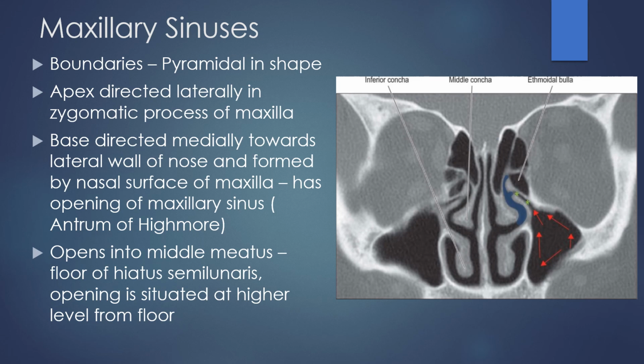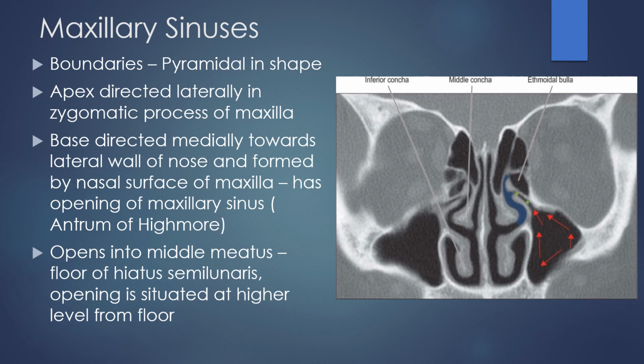The boundaries: the apex of the pyramid is directed laterally towards the zygomatic process of the maxilla. The base is directed medially towards the lateral wall of the nose. This base shows the opening of the maxillary sinus, which is called the antrum of Highmore. The maxillary sinus opens in the middle meatus in the floor of the hiatus semilunaris. The peculiarity of the maxillary sinus is that its opening lies at a higher level from the floor.